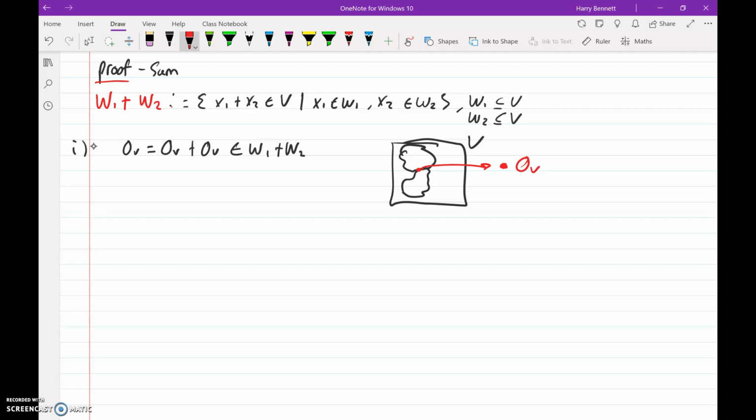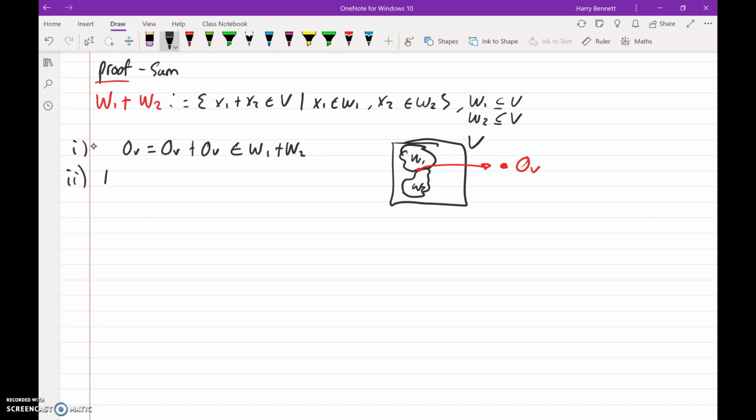So this is on the boundary of the subspaces, this is W1 and this is W2, and we know that they must contain the 0 vector. Since the 0 vector is equal to the 0 vector plus the 0 vector, this is also in W1 plus W2, and by group theory the 0 vector in a group is unique. There's only one identity under addition, so we know that the 0 vector is in the sum. So that's the first one.